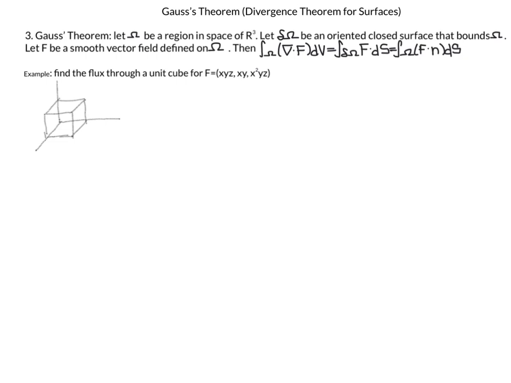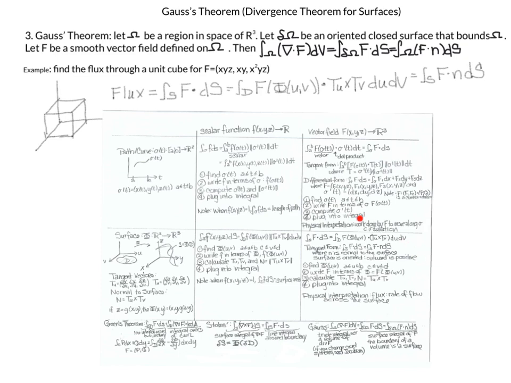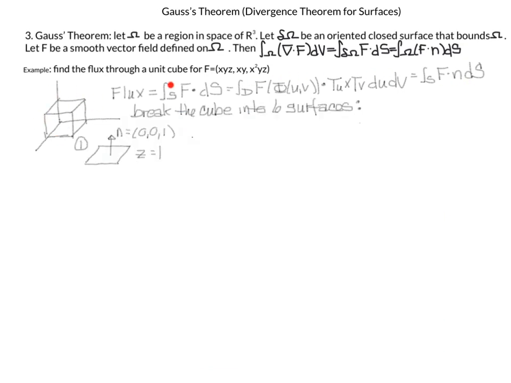This next example is to find the flux through a unit cube positioned in this way here, so this back corner is at 0, 0, 0, for F given by xy squared, 2xz, and z squared minus 2y. So flux is essentially this surface integral, a vector field over a surface integral, and I wrote down the formula we have from our summary sheet here for reference. And the thing about this cube is to do the flux, we're going to have to break the cube down into 6 surfaces. So each face is a surface of the cube.